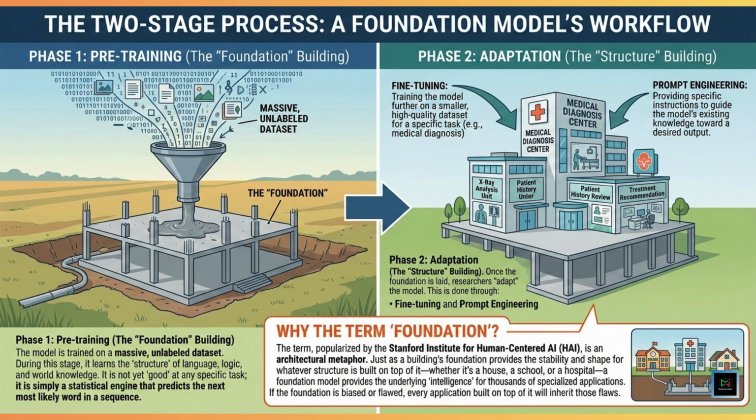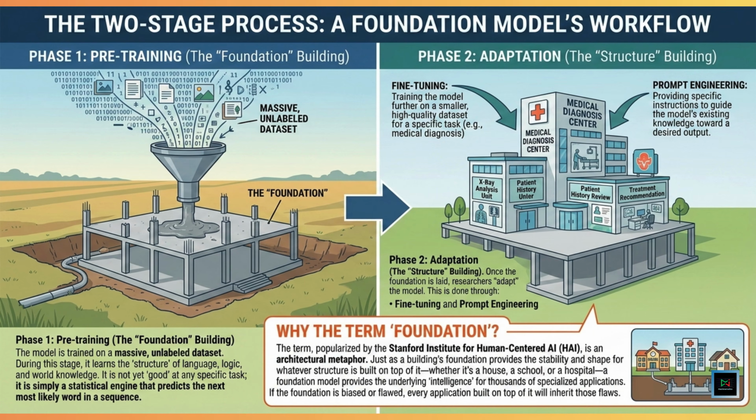Phase 2 is adaptation. Once the foundation is laid, researchers adapt the model. One way is fine-tuning, which is training the model further on a smaller, high-quality dataset for a specific task, like medical diagnosis. The other is prompt engineering, providing specific instructions to guide the model's existing knowledge towards a desired output. So why the term foundation?